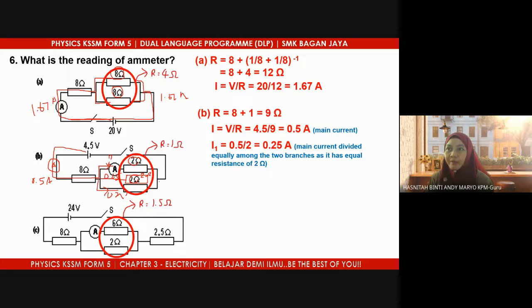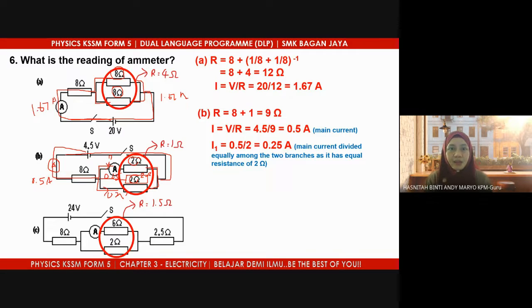So 0.5 now should be divided by 3. If there are 4 branches, all the same, it should be divided by 4. That is how the current flows through the branches. So they meet back here and become 0.5 again, continuously.